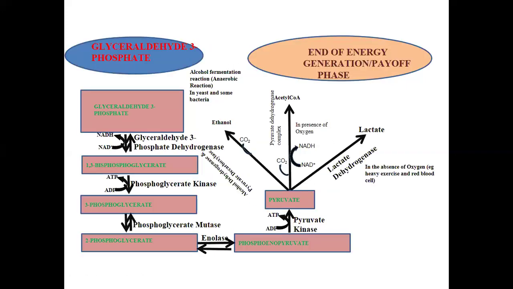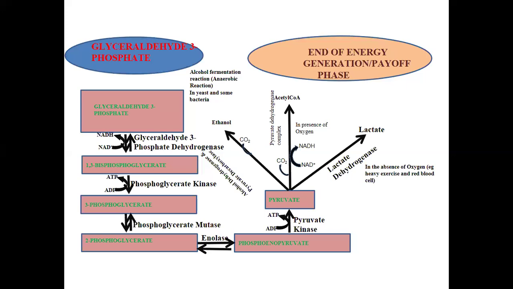So glyceraldehyde 3-phosphate will be converted to 1,3-bisphosphoglycerate in the presence of glyceraldehyde 3-phosphate dehydrogenase. Then 1,3-bisphosphoglycerate will be converted to 3-phosphoglycerate. And in this step, ADP is going to ATP, with phosphoglycerate kinase.